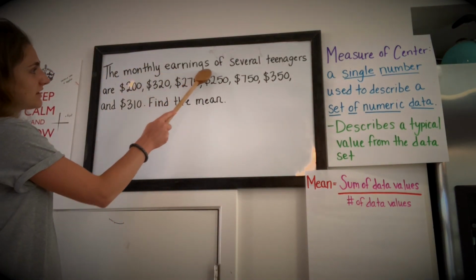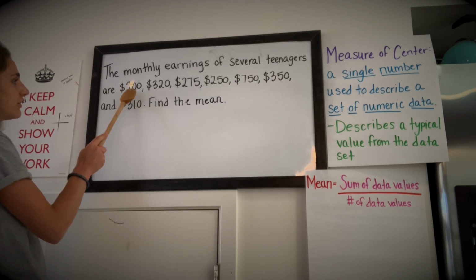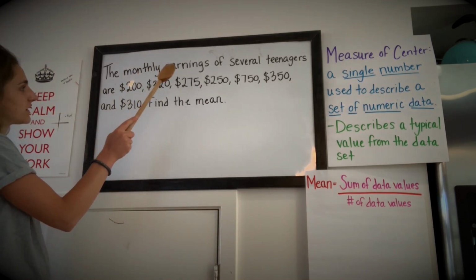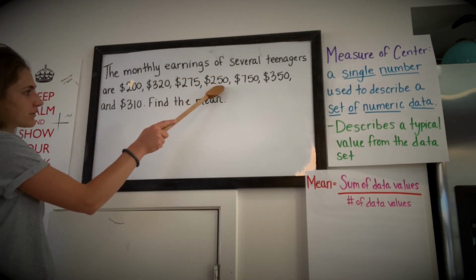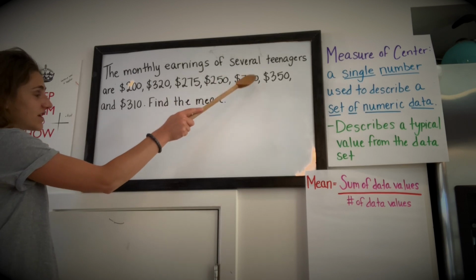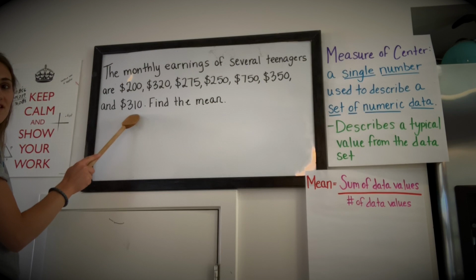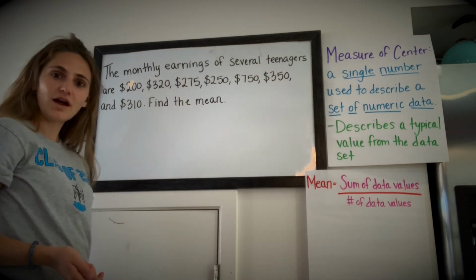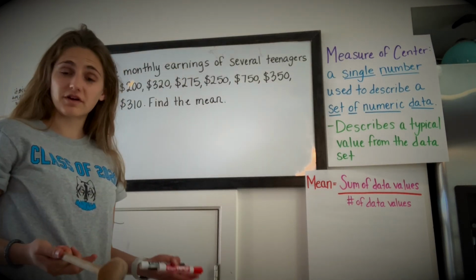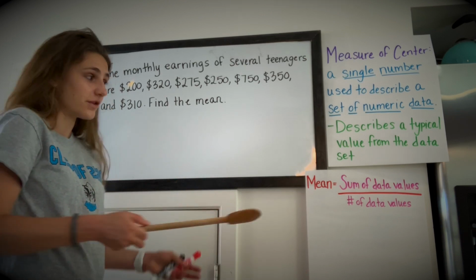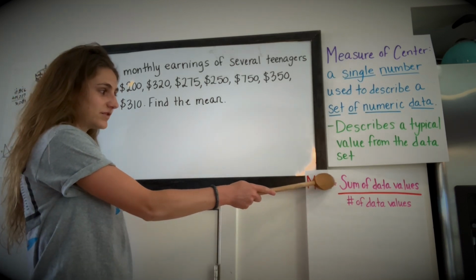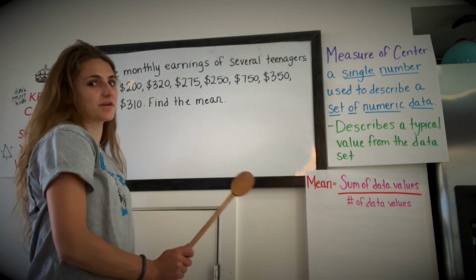The monthly earnings of several teenagers are $200, $320, $275, $250, $750, $350, and $310. Find the mean. Now, you can see in this data set that these numbers are a little bit bigger, but that's okay. We'll still follow the same process. We'll find the sum of the data values and divide by the number of data values.